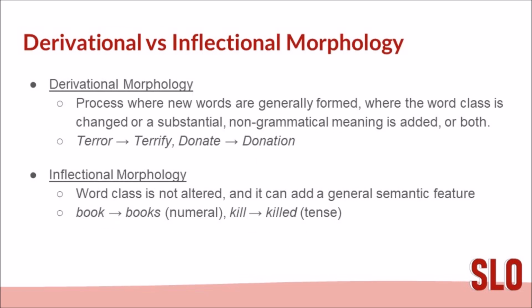Now let's move on to talk about derivational versus inflectional morphology. Derivational morphology refers to the process when new words are generally formed, where the word class is changed or substantial non-grammatical meaning is added, or both. For example, terror, a noun, to terrify, a verb. Donate, a verb, to donation, a noun. Inflectional morphology refers to where the word class is not altered, but it can add a general semantic feature. For example, the S in books has a function of plurality, while kill to killed adds a meaning of past tense.